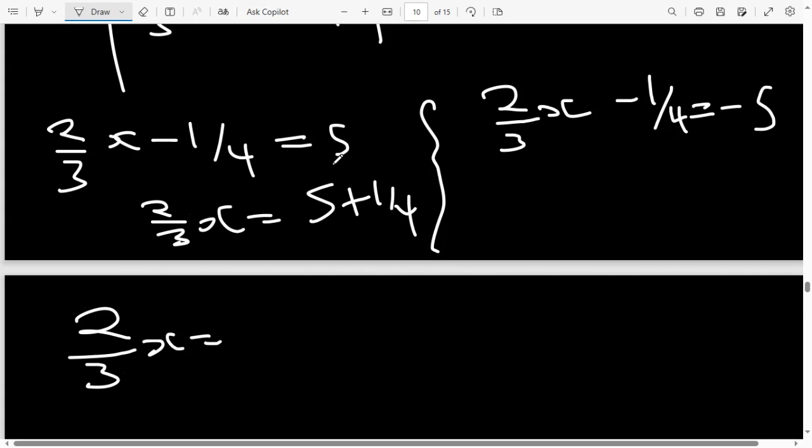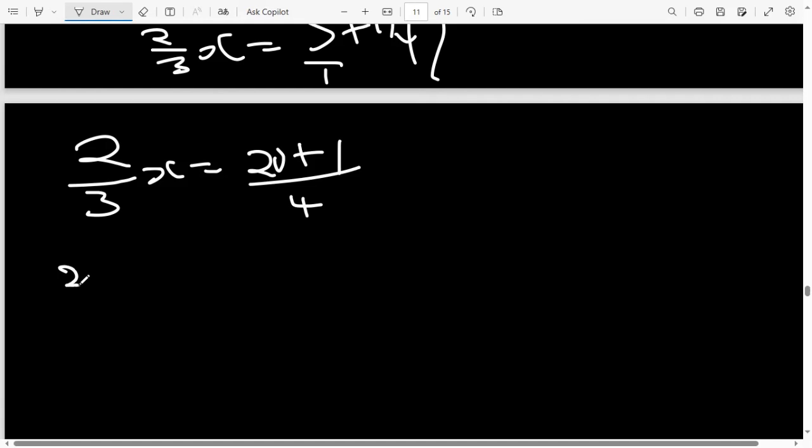Okay, so 5 plus 1 over 4, 4 will be the common denominator. Then 1 into 4 will be 4, multiplied by 5 to be 20, plus 4 into 4, it is 1, multiplied by 1 to be 1. So we are going to get 2 over 3x is equals to 21 over 4.